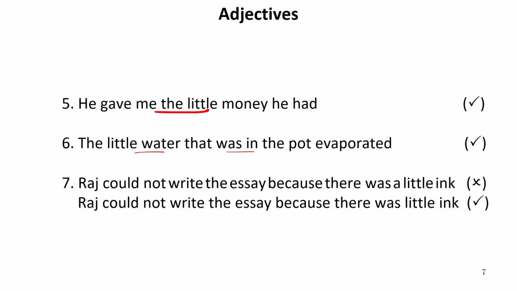The little water that was in the pot evaporated. It means whatever the extent of water was there in the pot, that got evaporated. So the little means sufficient or the entire. Raj could not write the essay because there was a little ink. Now if there was a little ink, he could have written. But here he could not write. It means there was no ink, and if there was no ink, it should be little, not a little. So use of a little is incorrect over here.